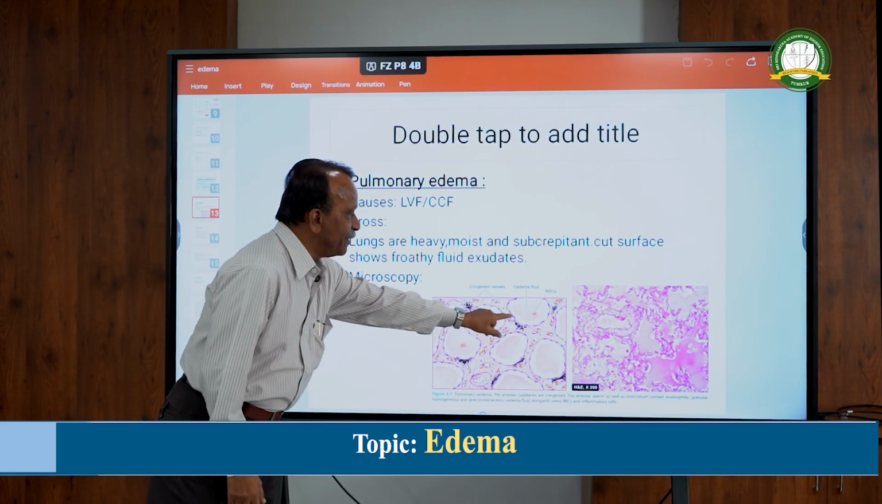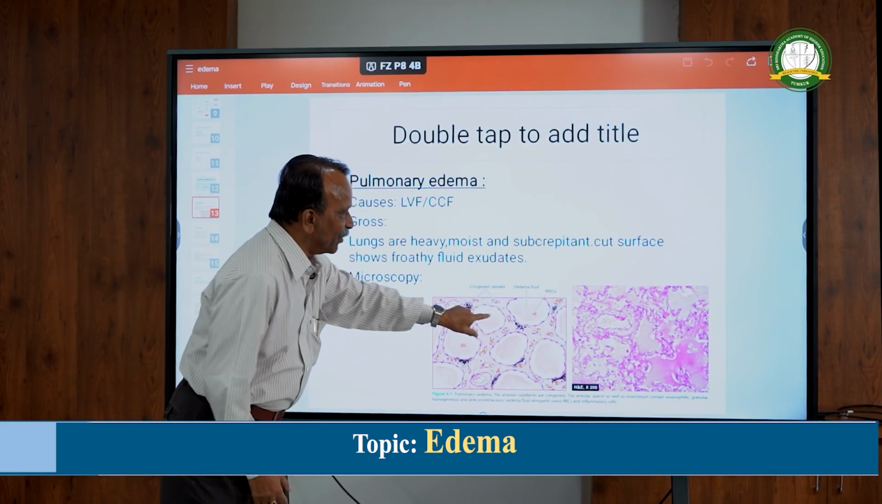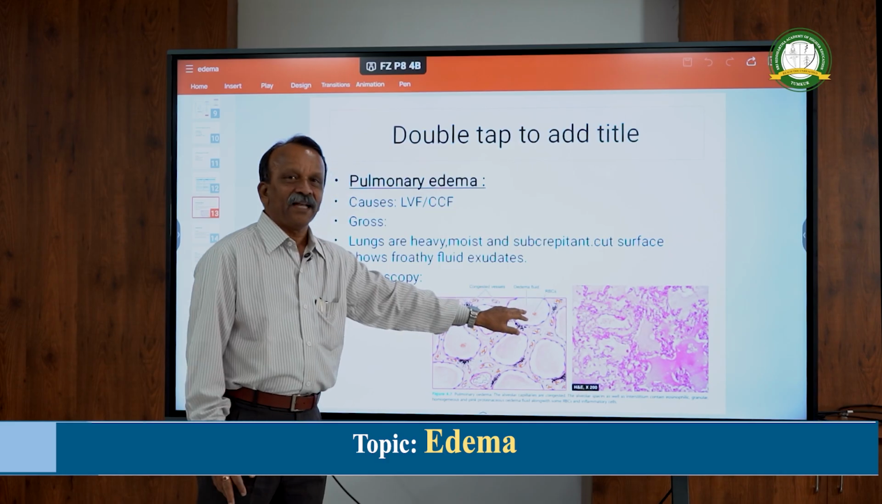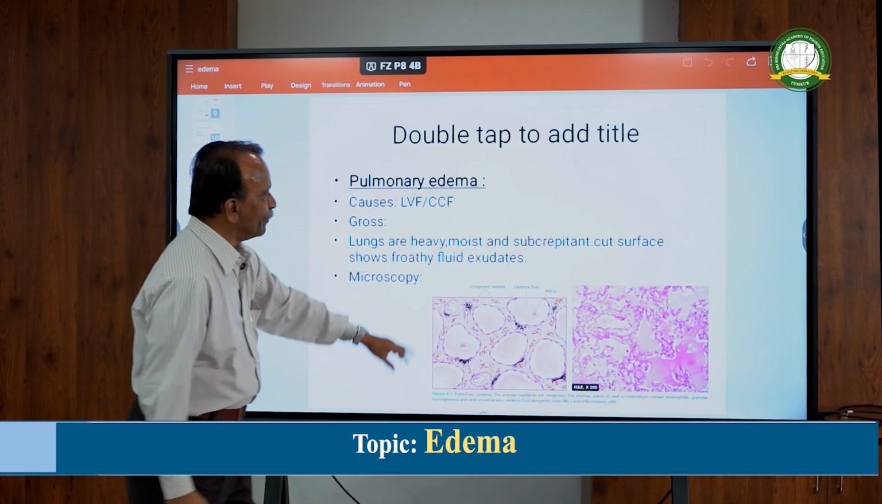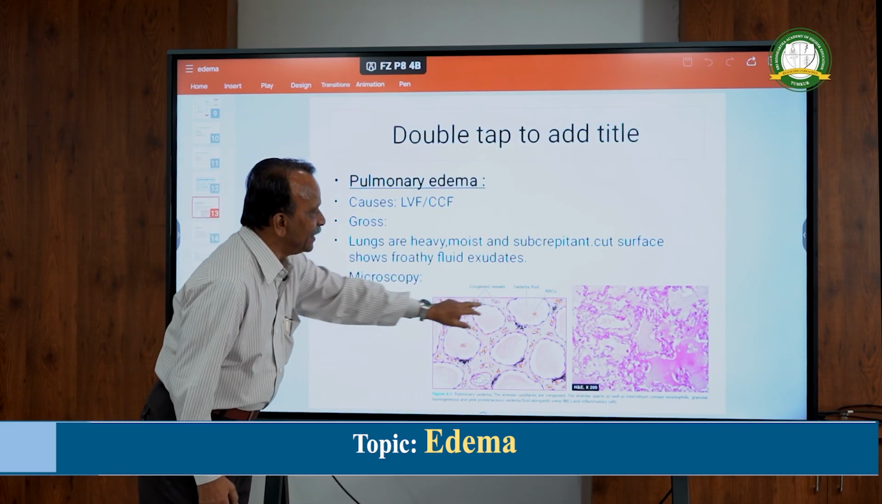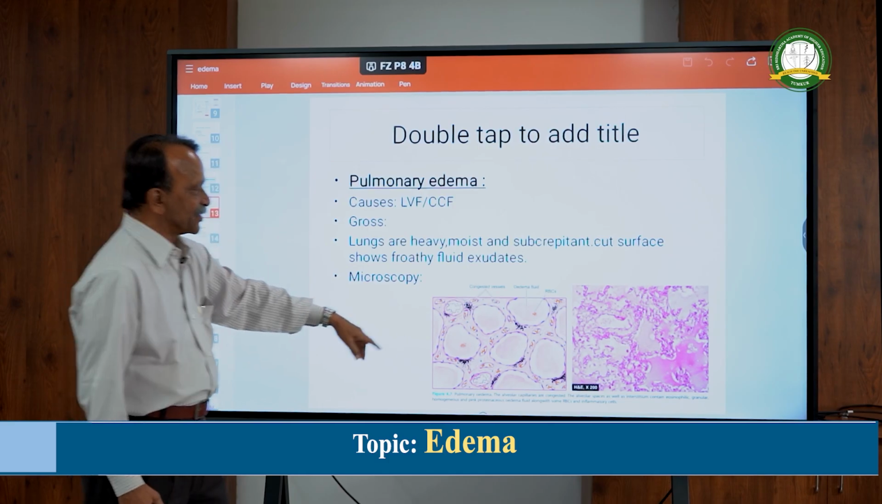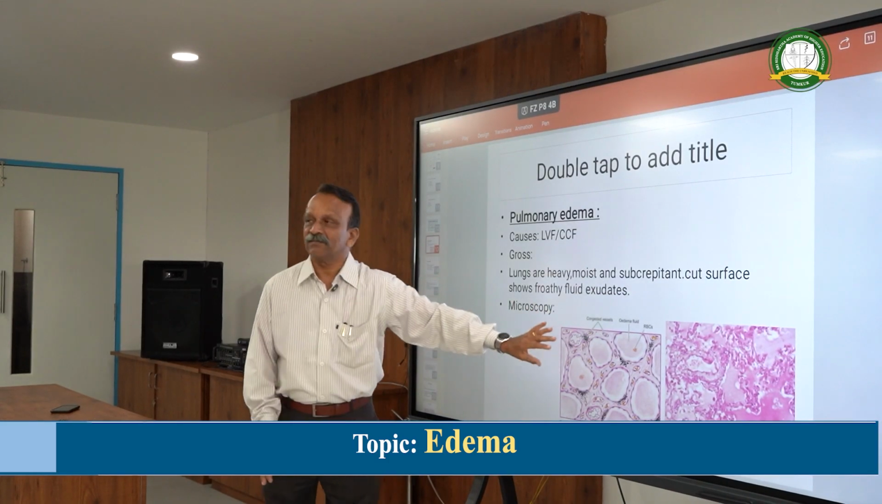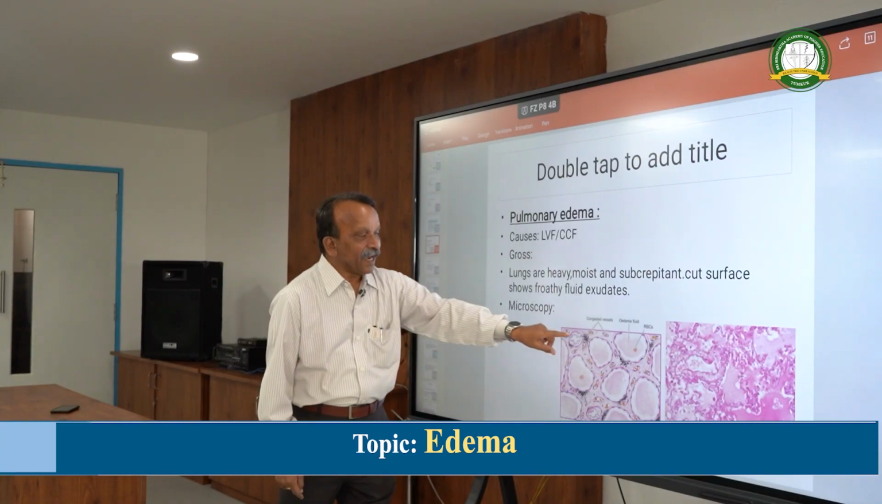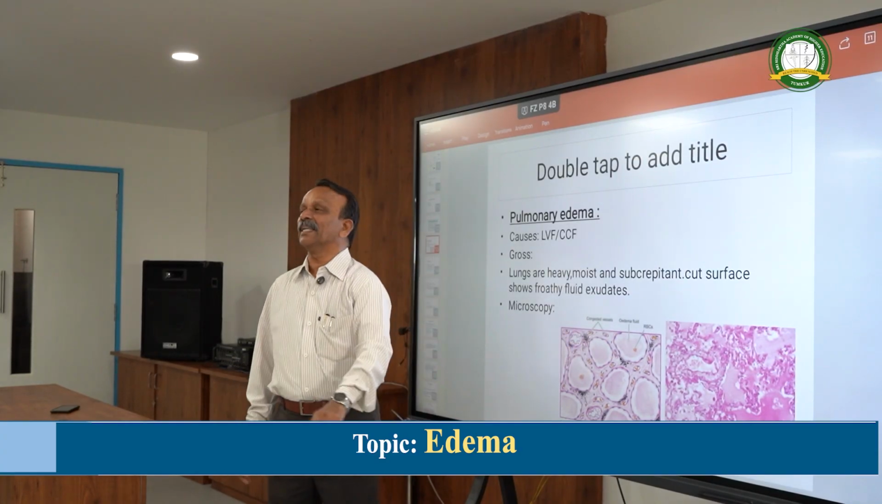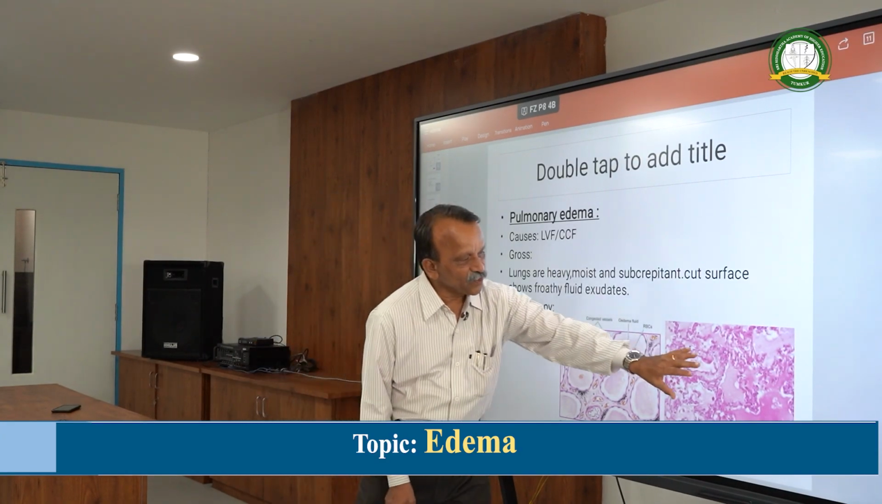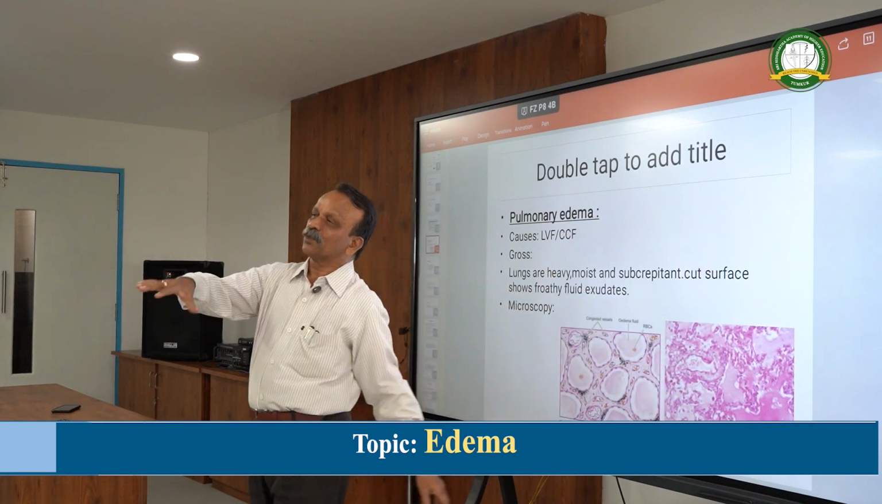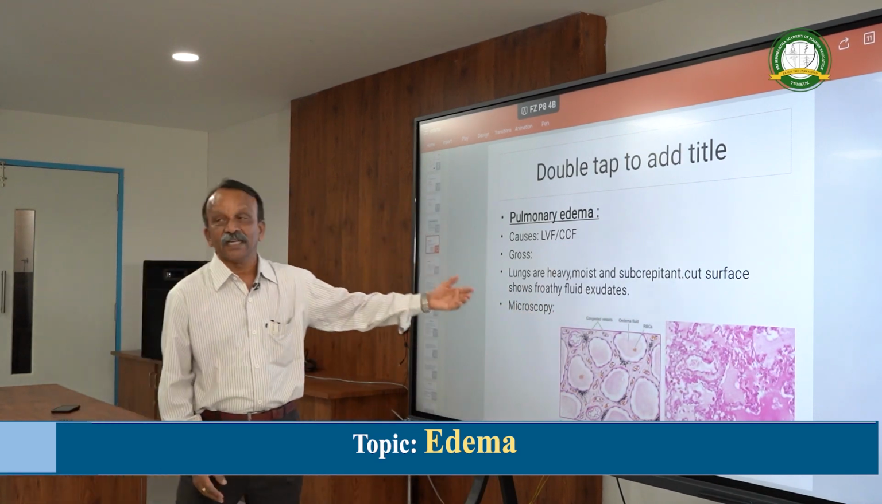Microscopically, we see these are the alveoli. So within the lumen of the alveoli, we are seeing the fluid, and between the alveoli, there are congested blood vessels, and some RBCs are also seen. This is a schematic diagram of this pulmonary edema, and that black color pigment is an anthracotic pigment, and this is what we have taken from the histopathological section of this lung tissue.